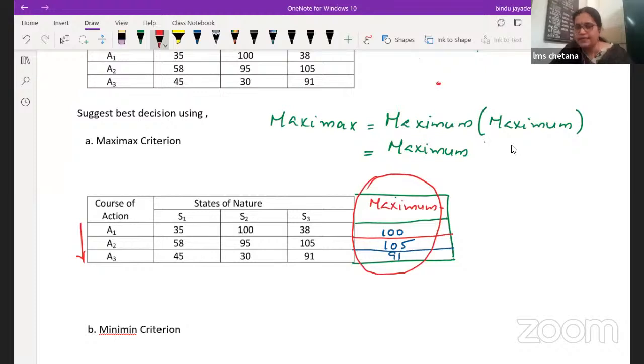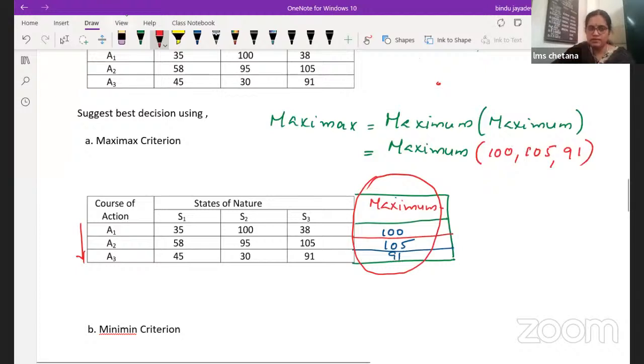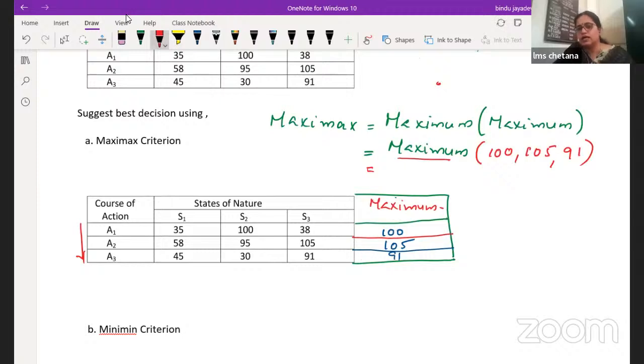That means I'm going to write here: 100, 105, 91. Understood? Second column, second bracket, I've taken from the columns. That is 100, 101, 91. Clear? Therefore, for you, remembering it is easy. That is equal to, now see, the maximum of these values 100, 105, 91. Which value is maximum? 105. Right? 105 for the coefficient.